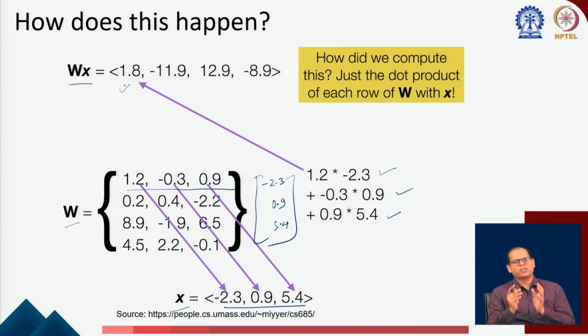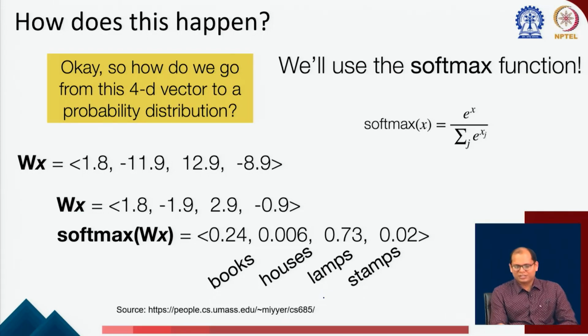Similarly, you can get the output for the other 3 dimensions. I multiply the next row with this column, and I get minus 11.9, 12.9, minus 8.9. So, this is how we compute the dot product of W and x, and I get this output. Okay, great. So, we started with a vector, and we have found a way to convert it into a 4-dimension output. Still, it is not a probability distribution, right. This is just some numbers, even some negative numbers. So, how do I convert it into a probability distribution?